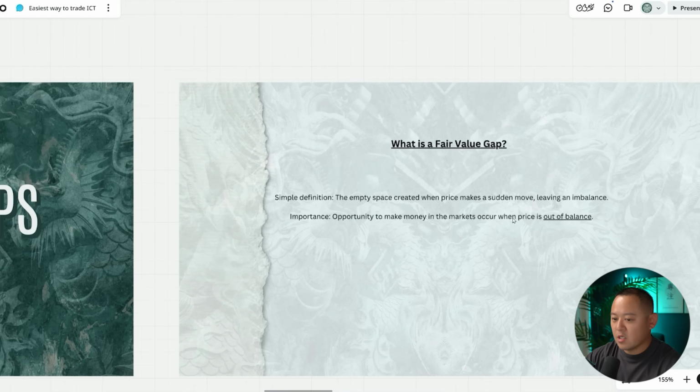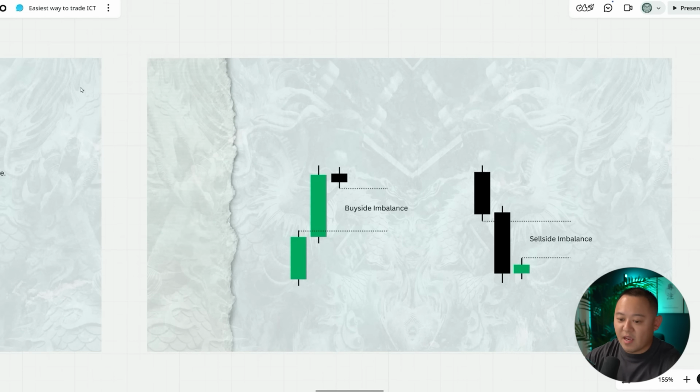So what does that actually look like in a chart? When I stripped everything away and just focused on 2 things, fair value gaps are price imbalances where price moves too fast. And once I focused on this, my win rate went from roughly 30% to about 70%.